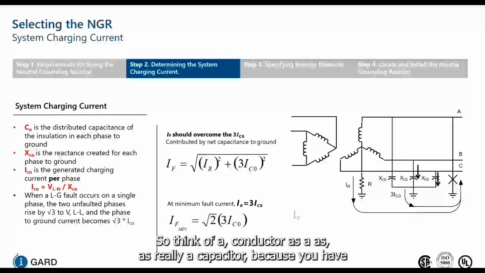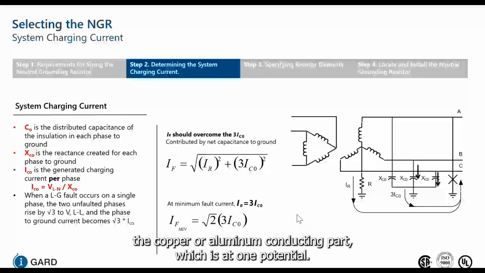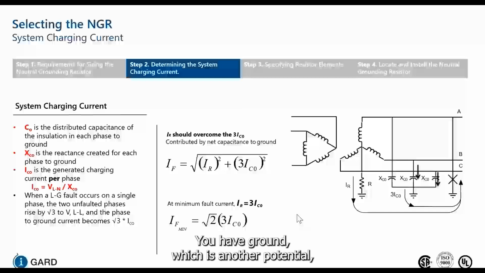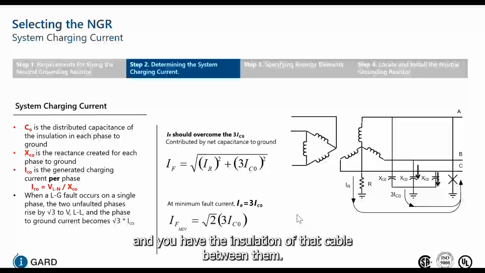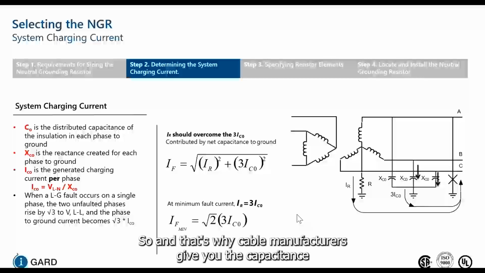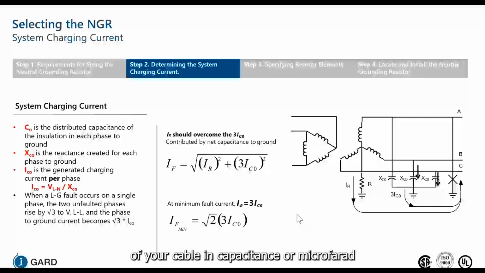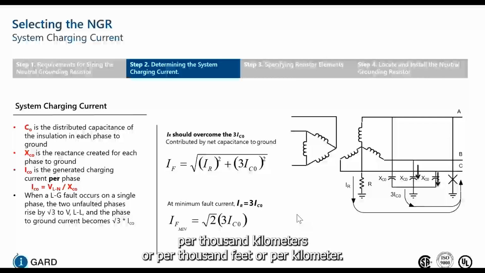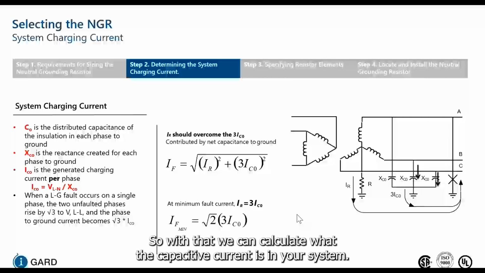So think of a conductor as really a capacitor, because you have the copper or aluminum conducting part, which is at one potential. You have ground, which is another potential, and you have the insulation of that cable between them. So this is two potentials isolated by an insulated medium. So you have a capacitor, but that capacitor is distributed throughout your entire facility. And that's why cable manufacturers give you the capacitance of your cable in microfarads per 1,000 feet or per kilometer. So with that, we can calculate what the capacitive current is in your system.